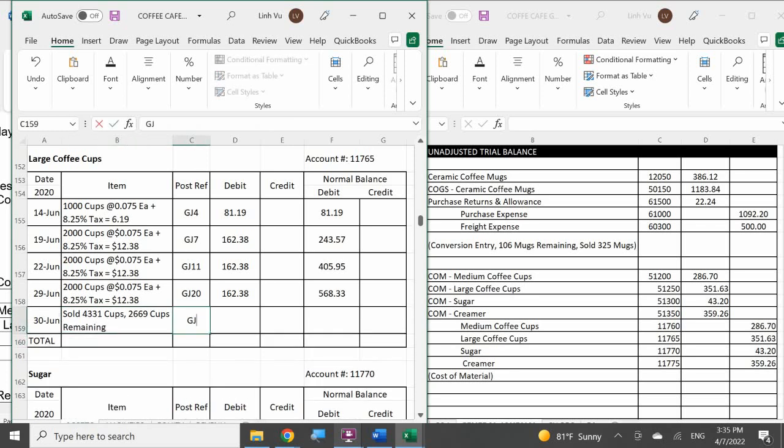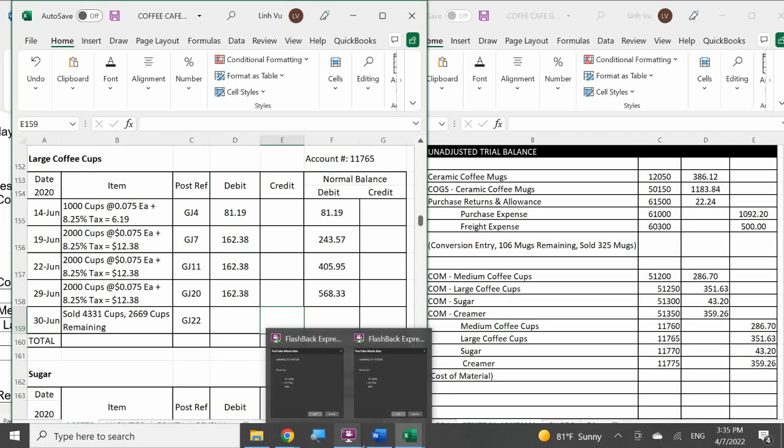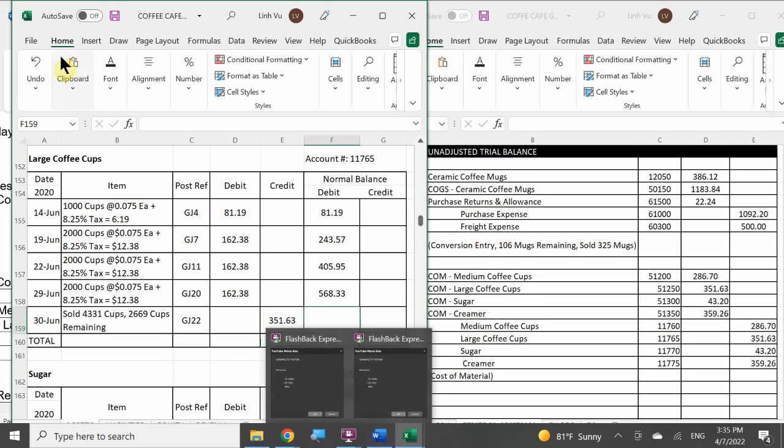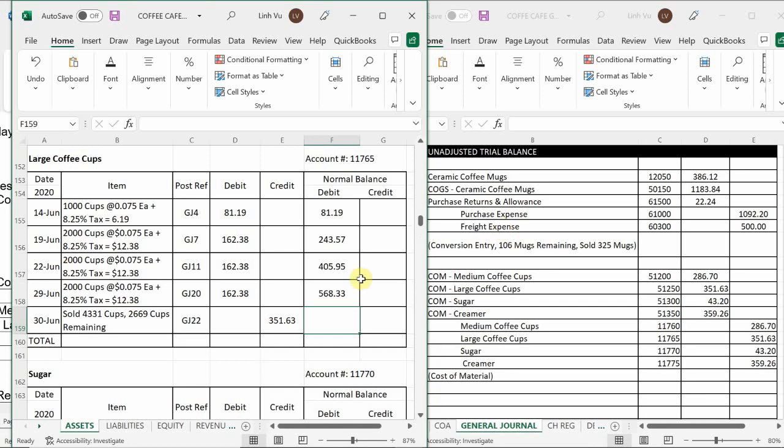Okay. This should subtract a total of $351.63. So what should be your adjusted ending balance? Okay, 216.70. Good.